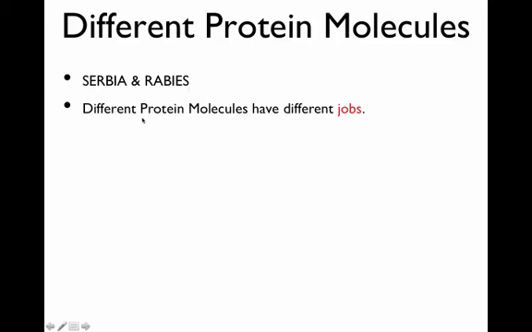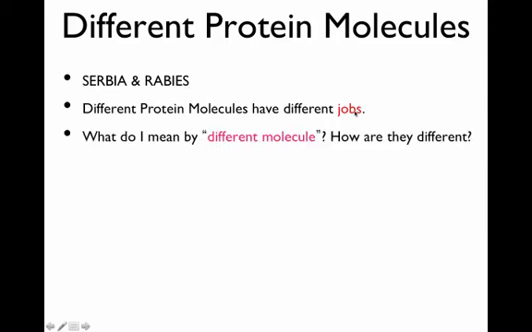I said in a previous slide that different protein molecules have different jobs. Well, what do I mean by different molecule? How are they different? They differ in the order that the amino acids are attached in. So in this case, if you have the amino acid valine attached to leucine, attached to serine, etc., and you have other amino acids trailing off to the right and to the left, you make a molecule called hemoglobin.